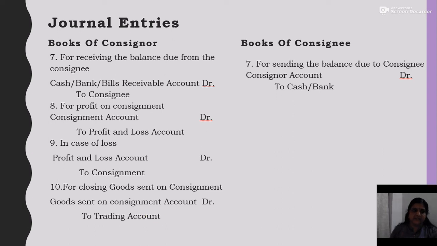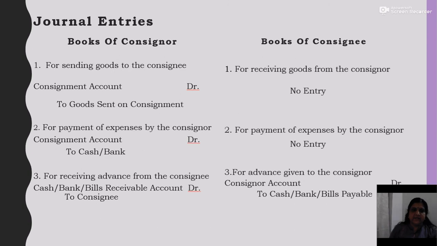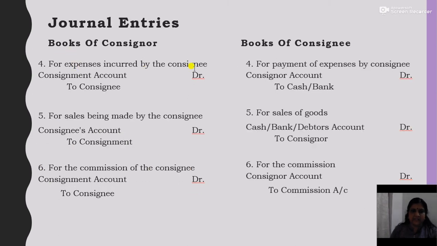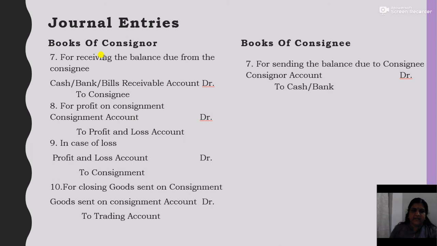That is, the journal entry is for sending the goods to the consignee, then payment of expense by the consignor, then for receiving advance from the consignee, then expenses incurred by the consignee, sales made by the consignee, commission due to the consignee, then receiving the balance due from the consignee, then profit or loss on consignment, and also for closing the goods sent on consignment. So these are the journal entries in the books of consignor and consignee.